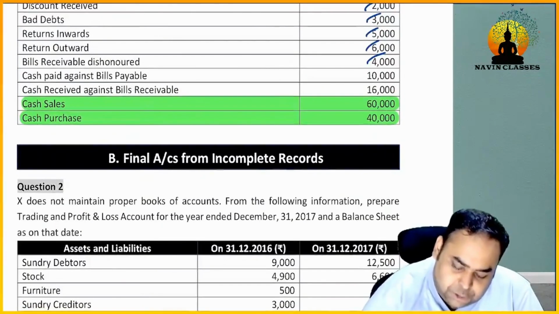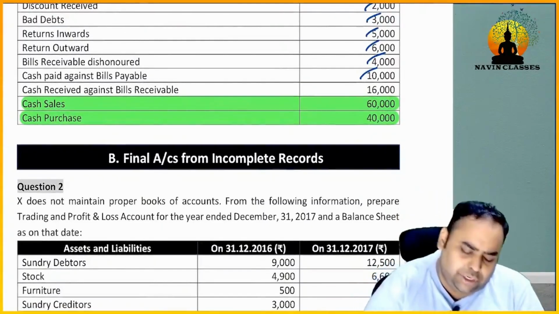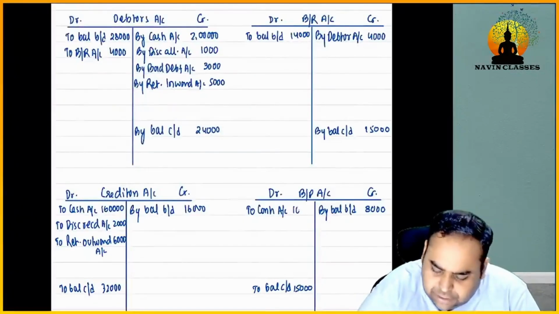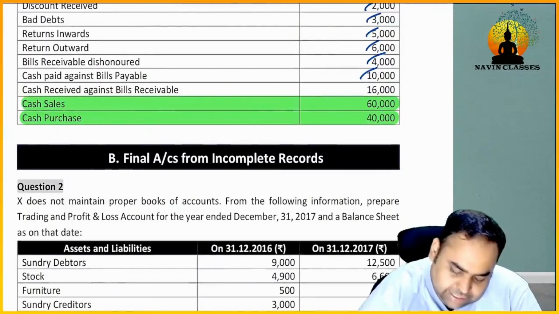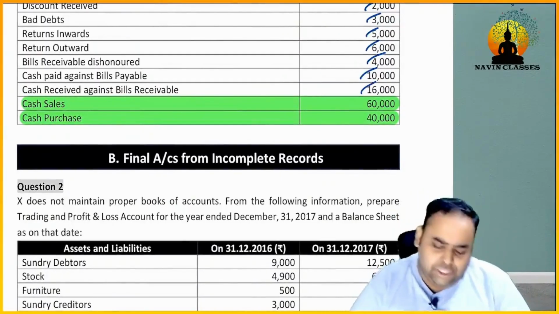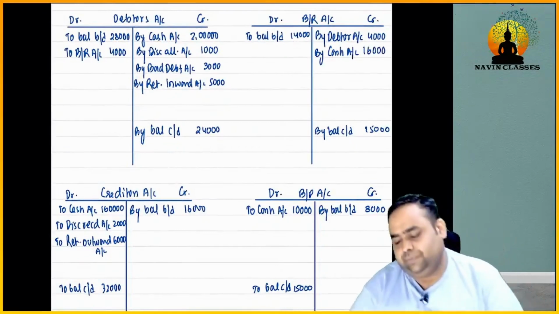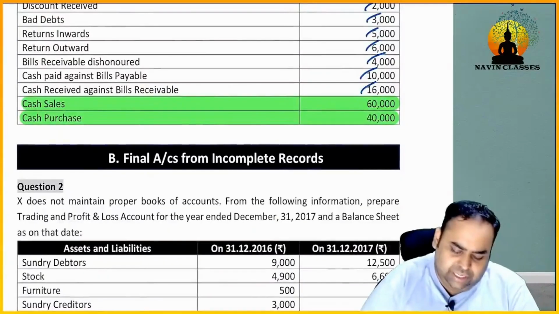Next is cash paid against bills payable. The payment of bills payable was made, so here the entry would be bills payable to cash. How much? 10,000 rupees payment was made. Bills payable to cash. Now next, cash received against bills receivable. For this the journal entry would be cash to BR by cash, 16,000. I have done all transactions entry that were here.